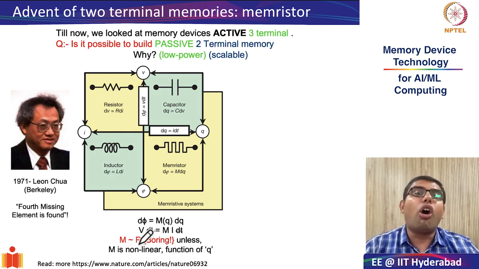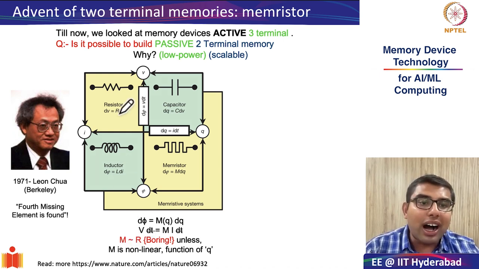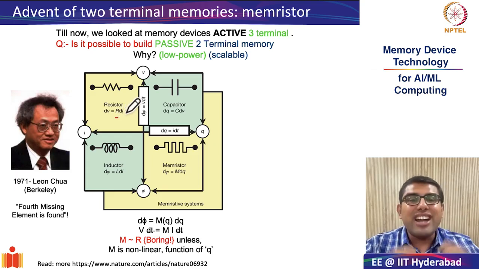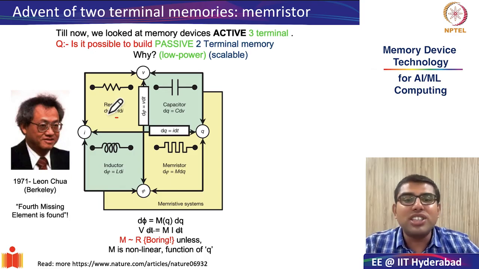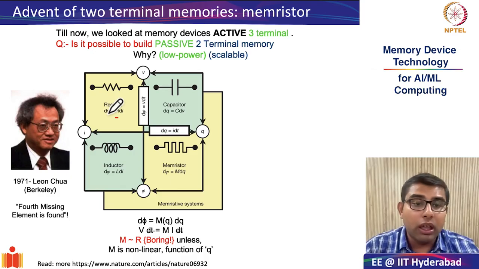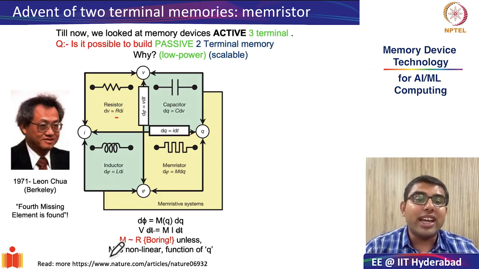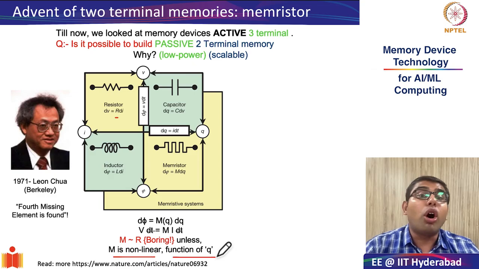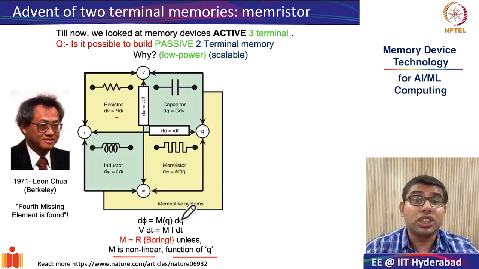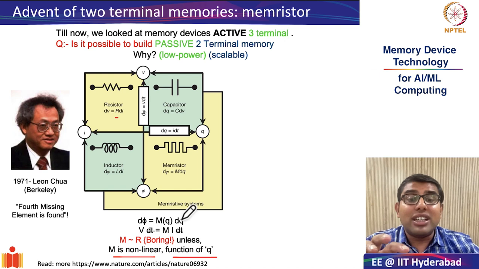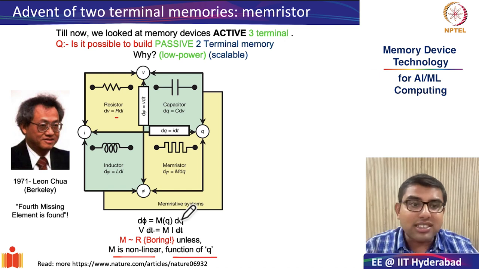Now, just like in an ordinary resistor, the value of R was constant and not changing as a function of V or I, this would be simple and boring. A memristor would be a boring resistor. But what makes memristors very interesting is that the value of this M is not just nonlinear, it also becomes a function of charge. So M becomes a function of charge. And we will study more about this in the next slide.